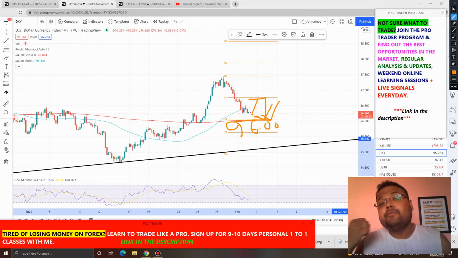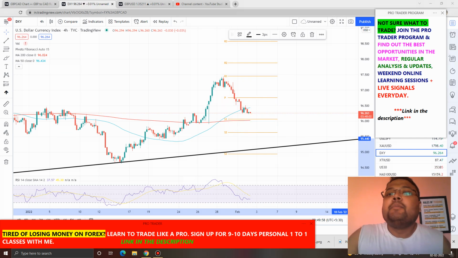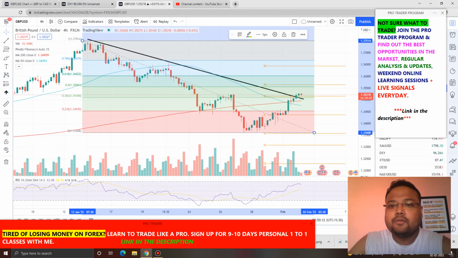And keep in mind, NFP is coming up on Friday, and as we all know, NFP is a big market driving event, and usually we see that the market remains calm before the NFP. So let's see in which direction DXY moves, and now let's talk about the chart of the dollar here.